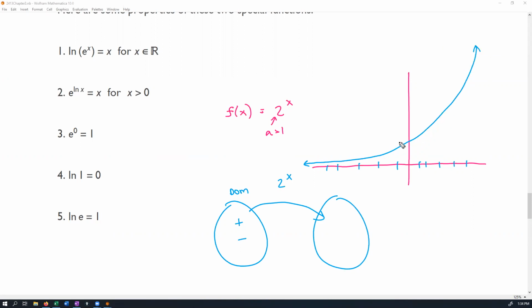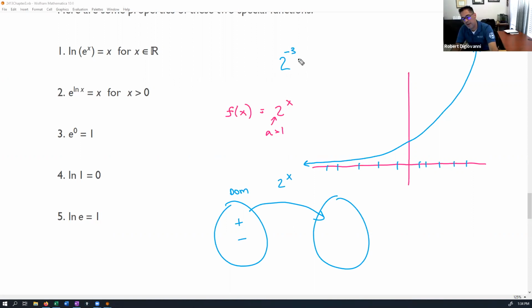Well, if it was to the third power, like negative 3, wouldn't it have like oscillation kind of? 2 to the negative 3 is equal to 1 over 2 cubed, which is 1/8. So even though you're plugging in a negative, you're not going to get a negative answer out. You're going to get a 1/8 out.